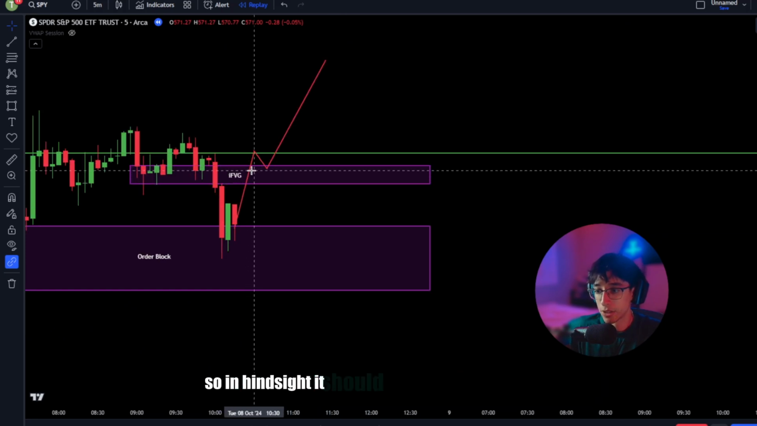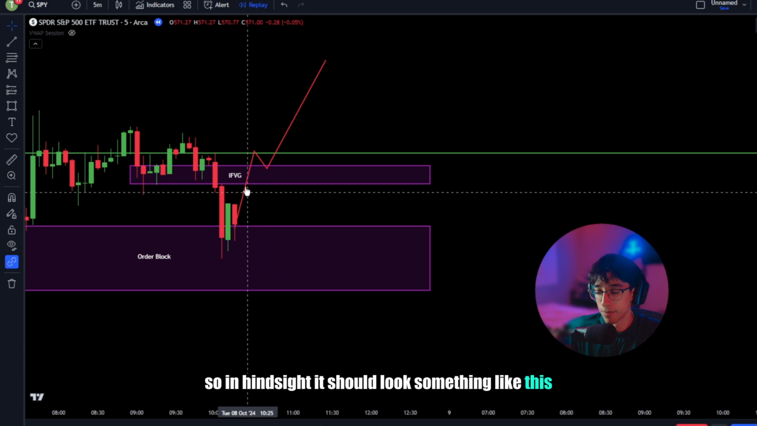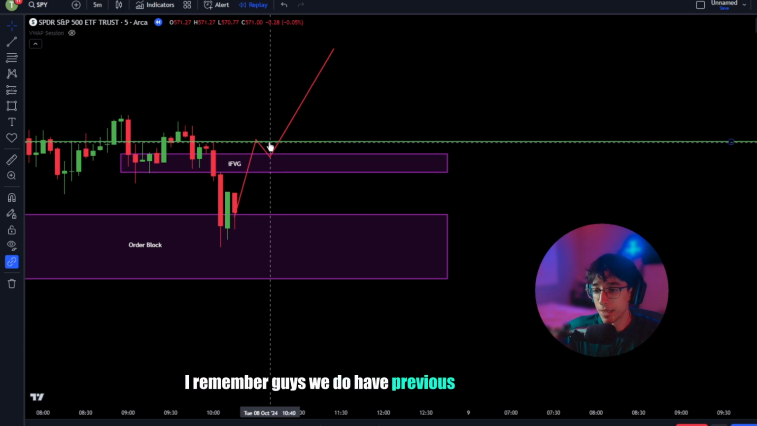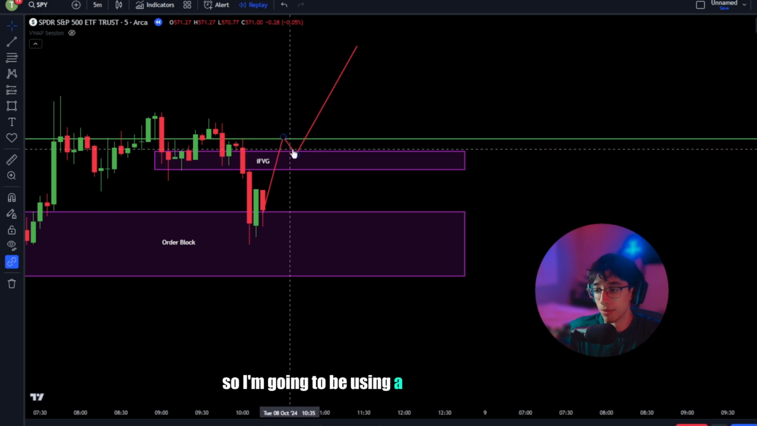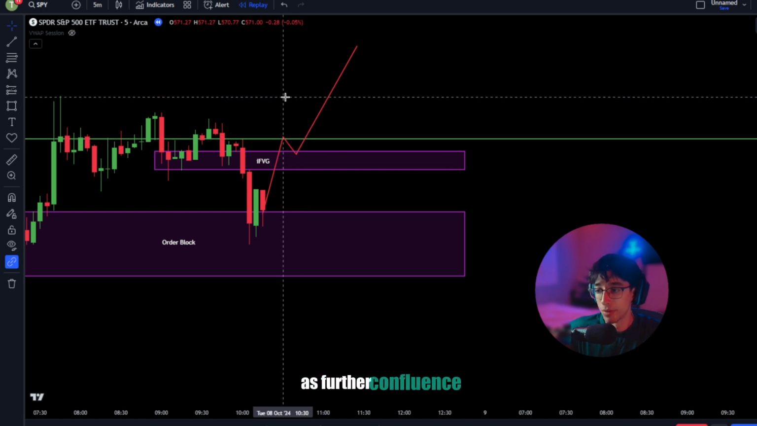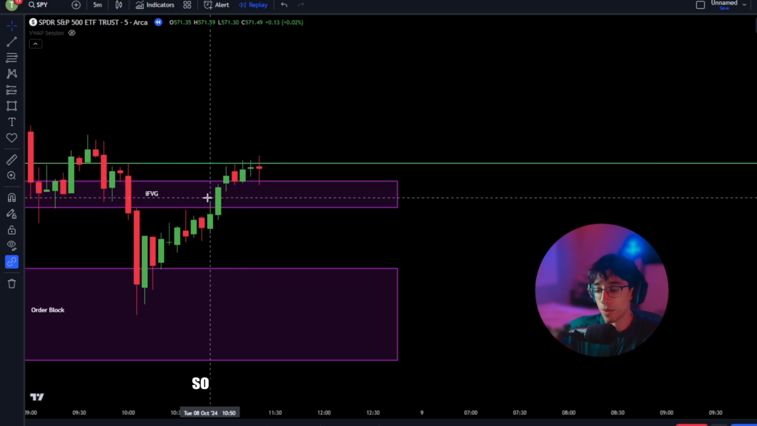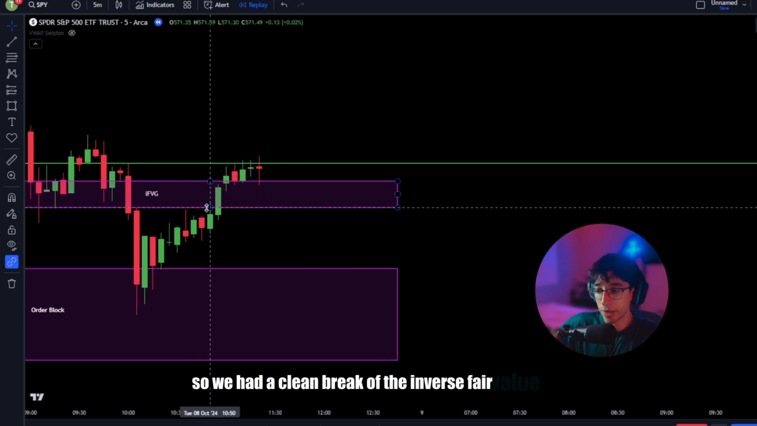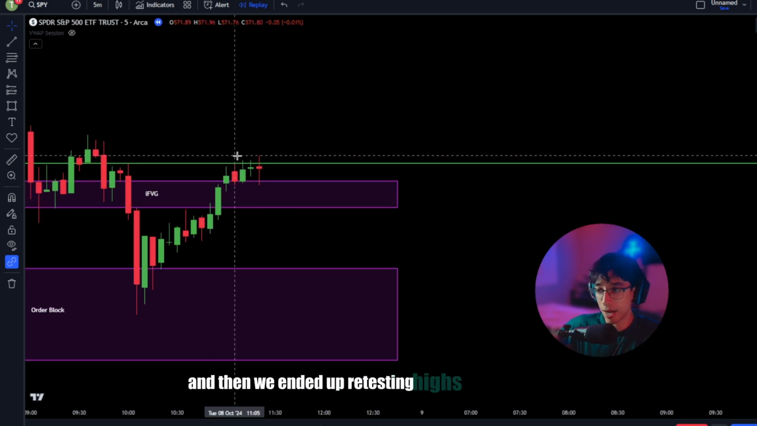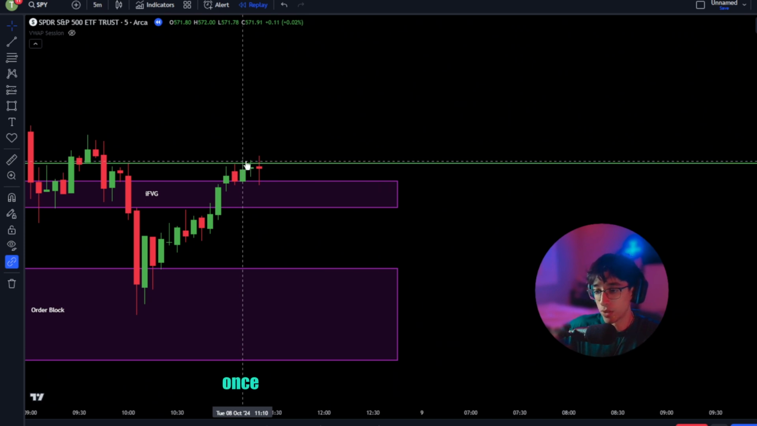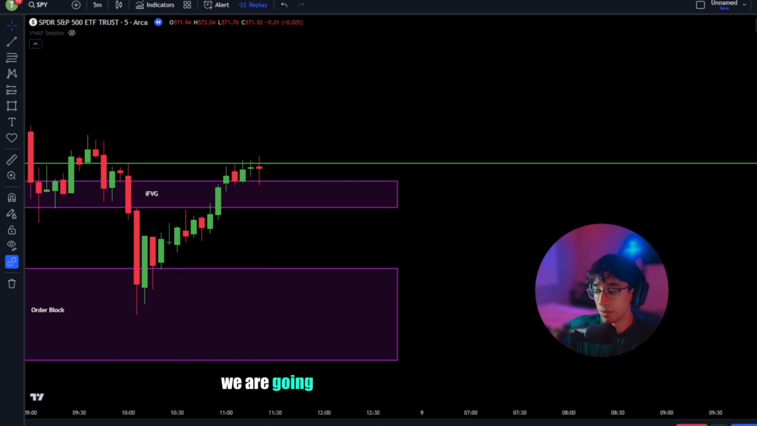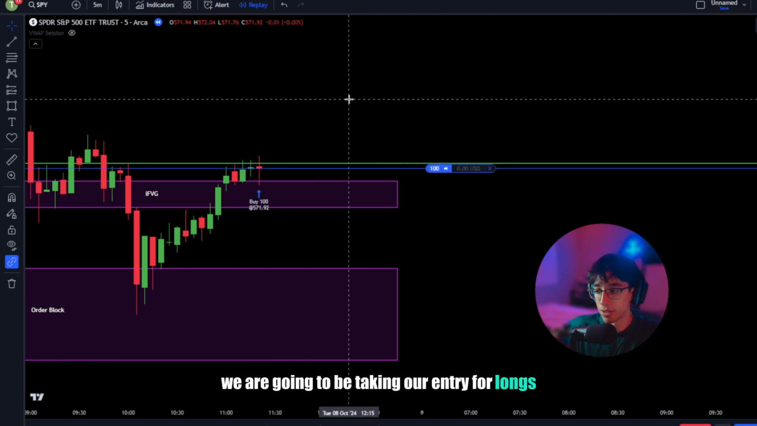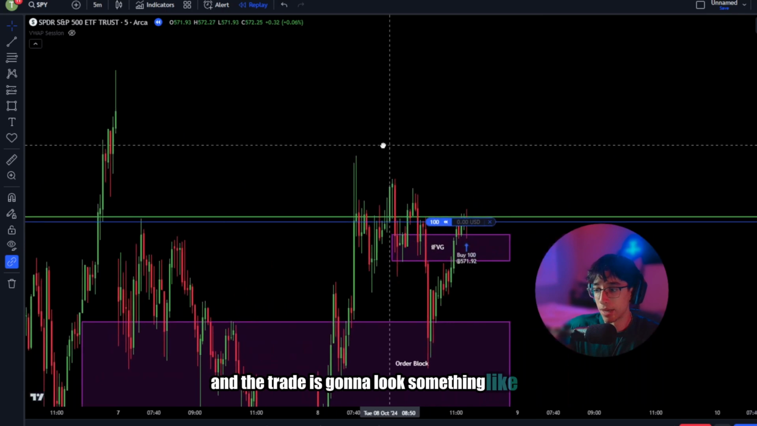So in hindsight, it should look something like this. Now remember, guys, we do have previous day's highs here acting as a strong resistance, so I'm going to be using a break of that level as further confluence for longs. So we had a clean break of the inverse fair value gap, and then we ended up retesting highs from yesterday. And I did say once we do retest the inverse fair value gap after breaking it, we are going to be taking our entry for longs, and the trade is going to look something like this.